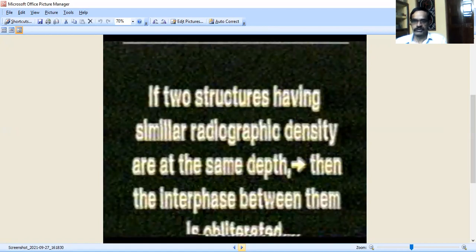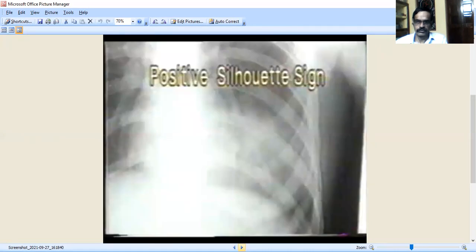First, here you see, if two structures having similar radiographic density are at the same depth, then the interface between them is obliterated. That is the silhouette sign, isn't it? So you see, this is a positive silhouette sign, because the left cardiac border is interrupted by the white shadow in the lungs. You cannot see the demarcation between the left cardiac shadow and the other shadow. This is the positive silhouette sign.